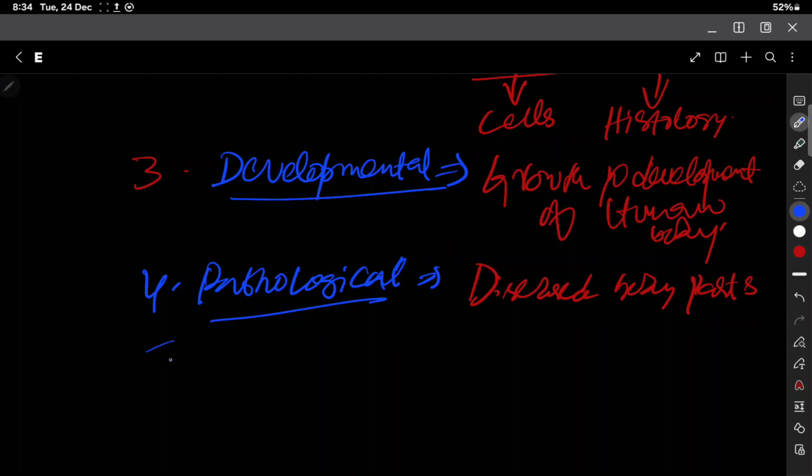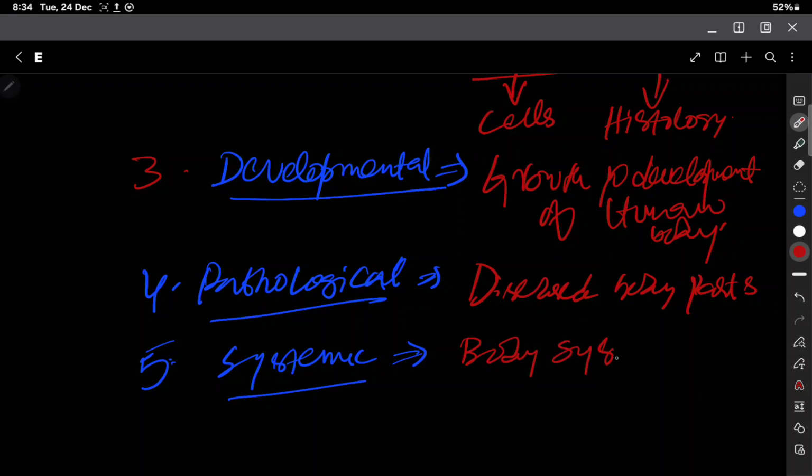Okay, next subdivision, number fifth, that is systemic anatomy. Systemic anatomy means it involves the study of body systems. So here we will be studying body systems. If we are studying the body systems, we will be calling it systemic anatomy.